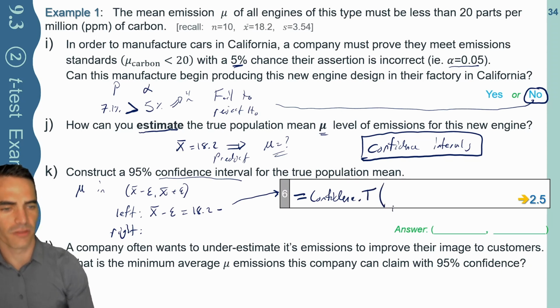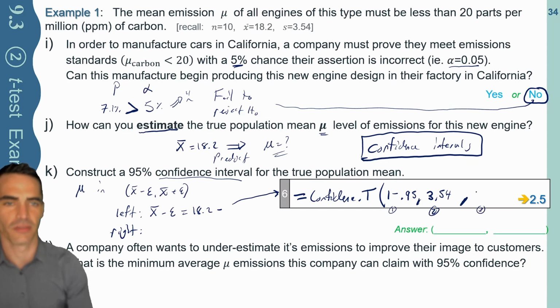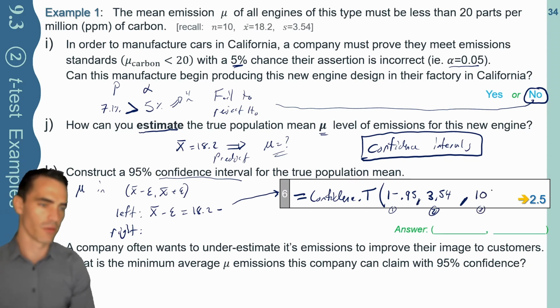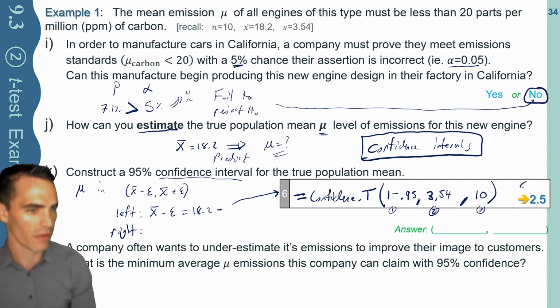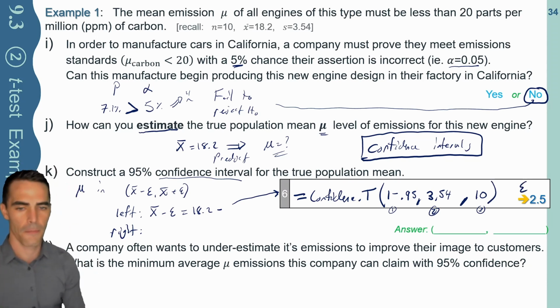And then I have 3 inputs to put in here. The first one is 1 minus alpha, my level of confidence. That should be 0.95, comma. 2, I have my standard deviation, in which case this is my sample standard deviation, 3.54. And then my last input is always the most friendly. It's just my sample size. We produced 10 engines to sample. And so here we go. This is my margin of error. Again, I encourage you to type it out in Excel, see if you can get the same answer as well.